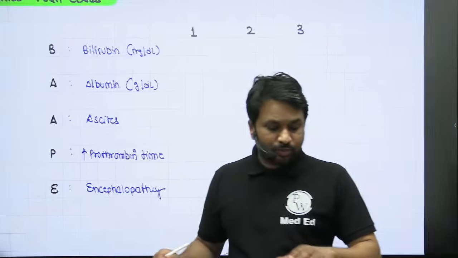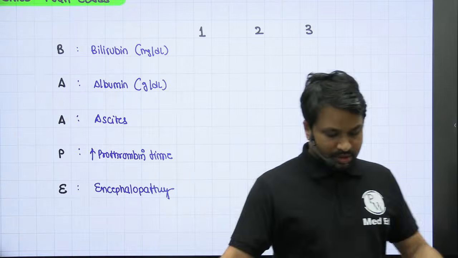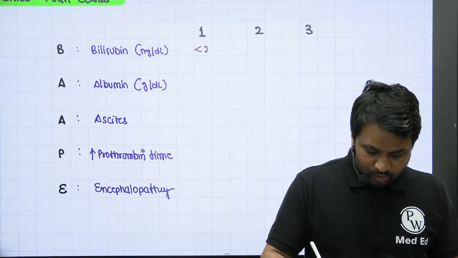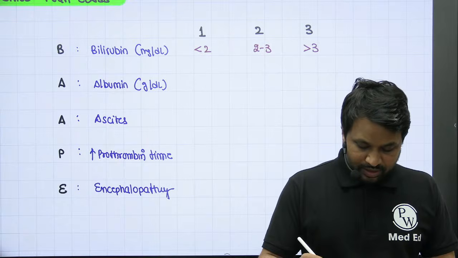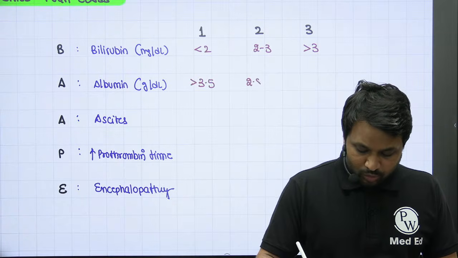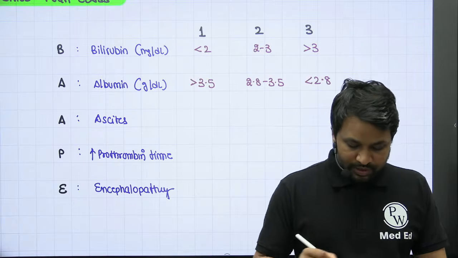So you have the bilirubin, albumin, ascites, increase in prothrombin time, and encephalopathy, right? When you look at the level of bilirubin, if it is less than 2, a score of 1. If it is between 2 to 3, a score of 2. More than 3, a score of 3. Albumin more than 3.5 is a score of 1. If it is between 2.8 to 3.5, a score of 2. Less than 2.8, a score of 3 is given.